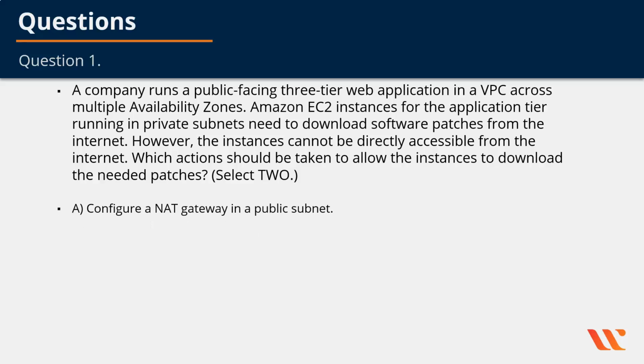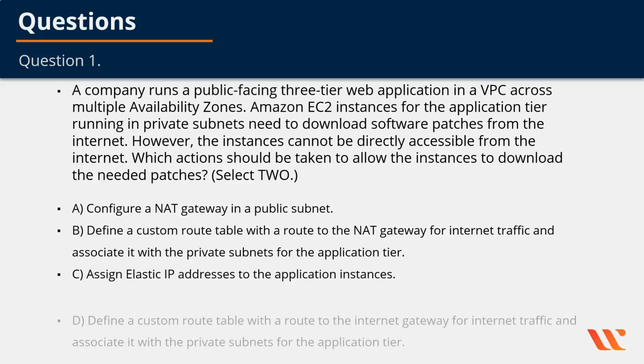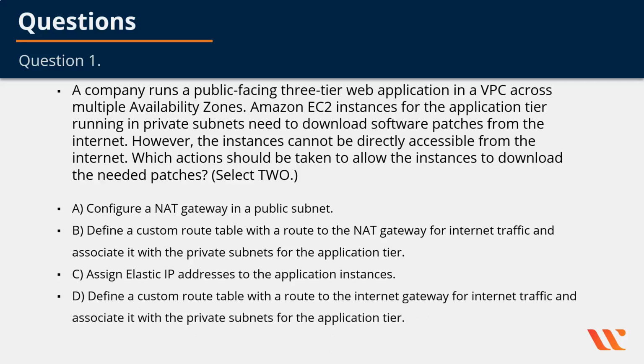Configure a NAT gateway in a public subnet. Define a custom route table with a route to the NAT gateway for internet traffic and associate it with the private subnet for the application tier. Assign elastic IP addresses to the application instances. Define a custom route table with a route to the internet gateway for internet traffic and associate it with the private subnet for the application tier. Configure a NAT instance with a private subnet.